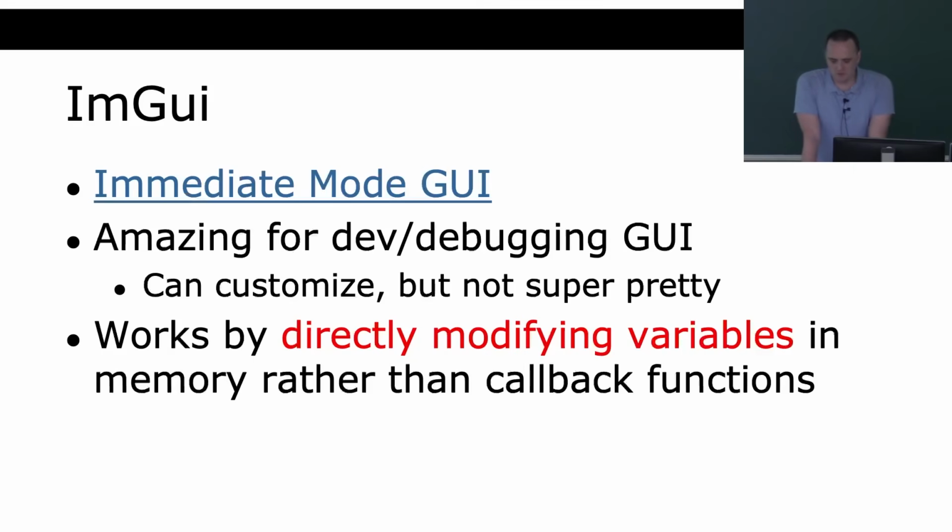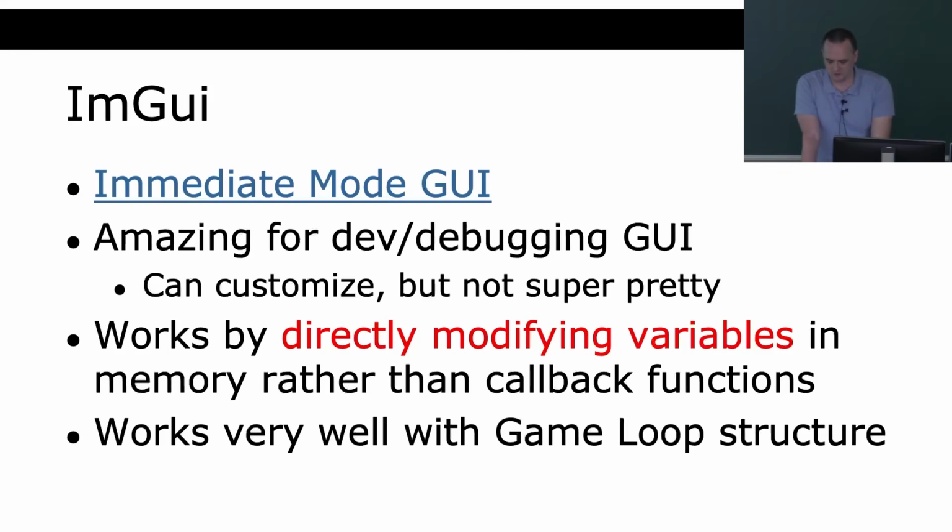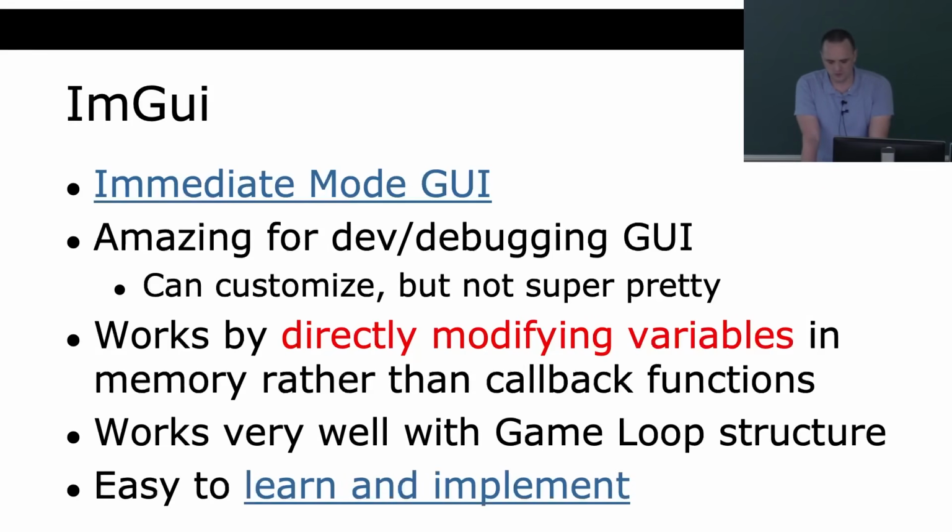And it works by directly modifying variables in memory rather than using callback functions. So if you use other UI libraries, sometimes you define a button with a function that gets called when the button is pushed, and then you have a value that gets returned on that callback function, and it's really annoying. And so here it just directly modifies variables. It works very well with game loops and the structure of those main loops that we'll be using for this course. And here's another link to some tutorials about ImGui. So it's very easy to learn and implement.